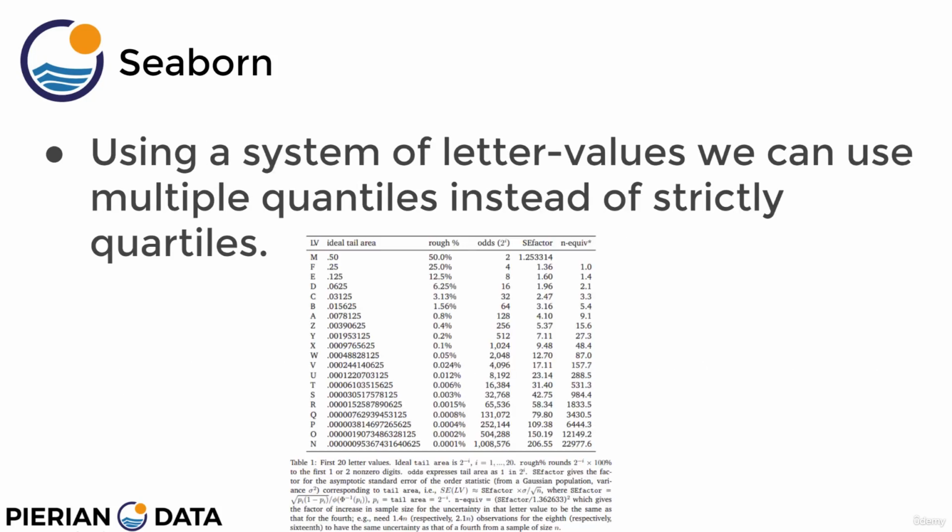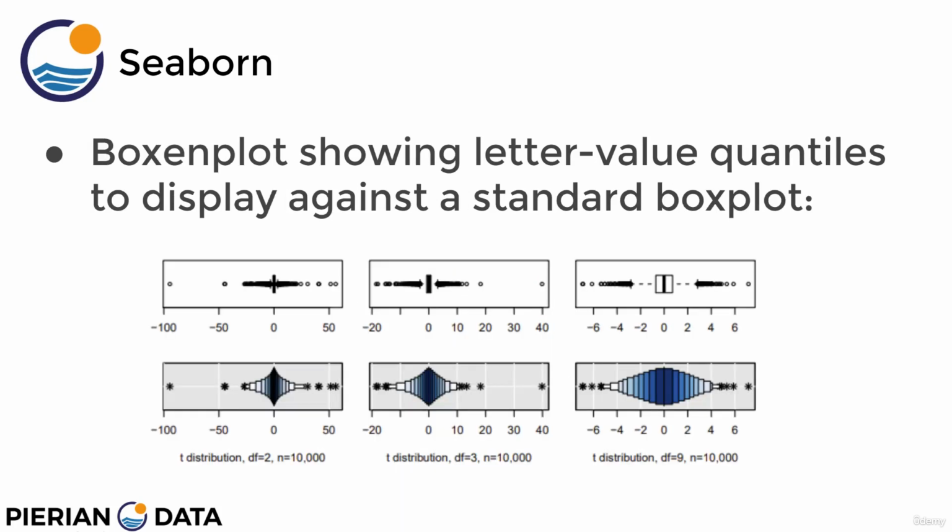Okay, so what is actually happening here with the letter value plot? It essentially uses a system of letter values, where you can use multiple quantiles, not quartiles, quantiles, instead of strictly quartiles. What it does is automatically calculate multiple quantiles based off how many points you have and their distribution. Essentially what we have here, and these are images from that paper that is linked for you in the notebook, is that the boxen plot is showing the actual distribution with quantiles instead of just strictly quartiles.